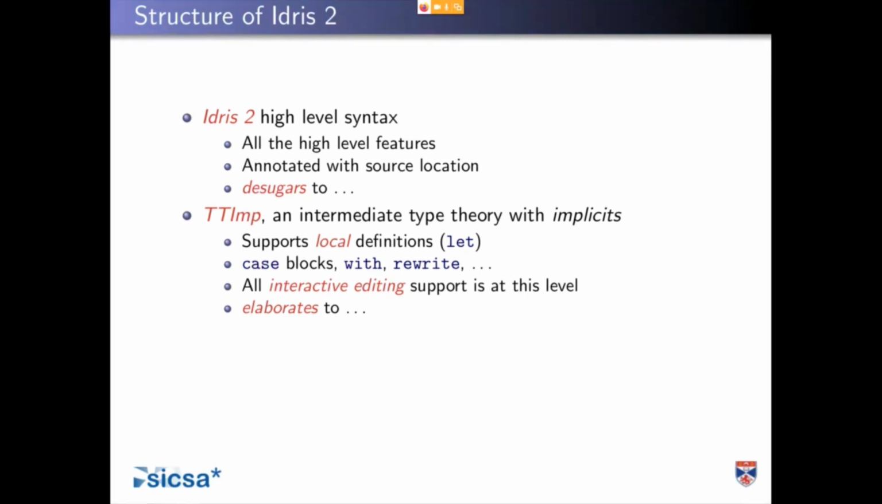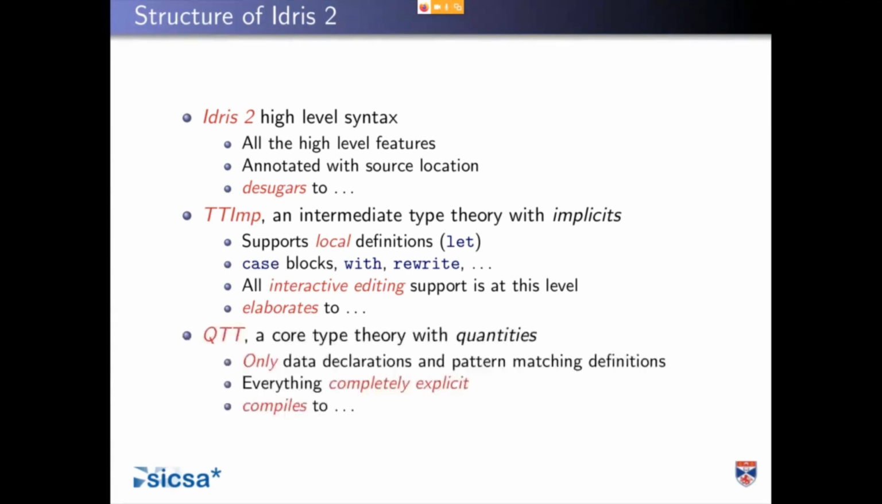So TT-imp elaborates to QTT. That's a core type theory with quantities. QTT is something that type checks. In QTT, you only have data declarations and pattern matching definitions. That is it. You can declare data constructors, type constructors, and function types, and you can give pattern matching definitions for function types. And everything there is completely explicit. It is something that, in principle, you could write out in some machine-readable form. You could give it to an independent type checker, and then you could have that independent type checker ensure that it's a well-typed Idris program.